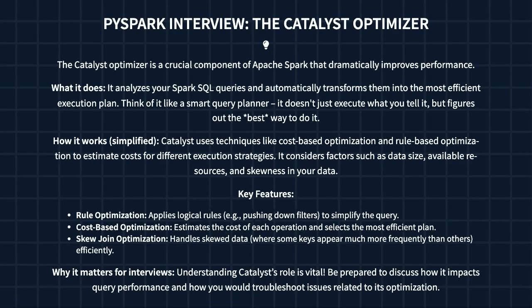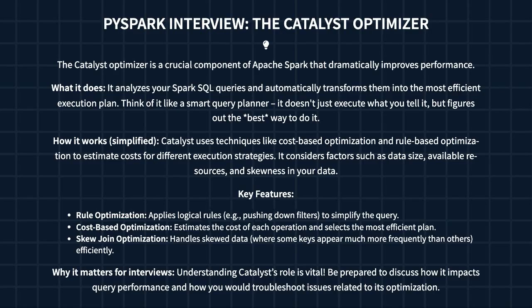Okay, let's talk about a really important part of Spark, the Catalyst Optimizer. Basically, it's Spark's smart query planner. It doesn't just run your SQL instructions as they are. Instead, it figures out the most efficient way to execute them. Imagine a detective solving a case. Catalyst analyzes all the clues, your query, and determines the best path to reach the solution, the fastest execution plan.